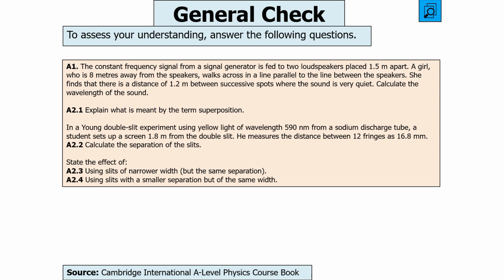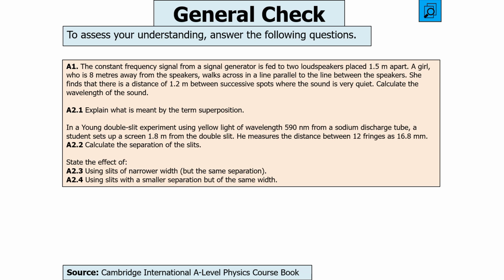The next question says, the constant frequency signal from a signal generator is fed into two loudspeakers placed 1.5 meters apart. A girl who is 8 meters away from the speakers walks across in a line parallel to the line between the speakers. She finds that there's a distance of 1.2 meters between successive spots where the sound is very quiet. Calculate the wavelength of the sound. Then explain what is meant by the term superposition.